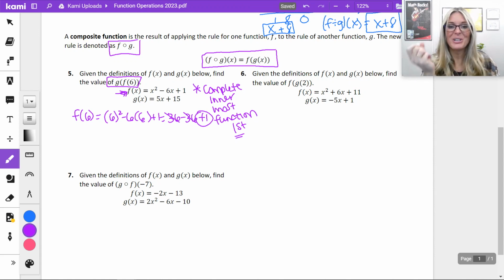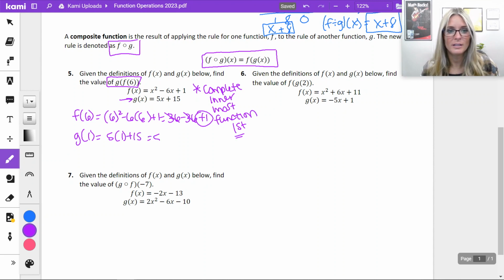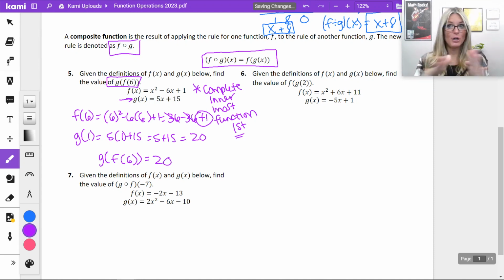What do we do now? We're going to take that 1 and plug it into g. So that's what that notation is telling us to do. g of f of 6. Do f of 6 and then plug it into g. So now I'm using that second function. We're doing g of 1 was from the first part. So 5 times 1 plus 15 gives us 5 plus 15, or final answer 20. g of f of 6, final answer was 20. We did the innermost part first. It said put a 6 into f, get your answer, and then put that answer into g.